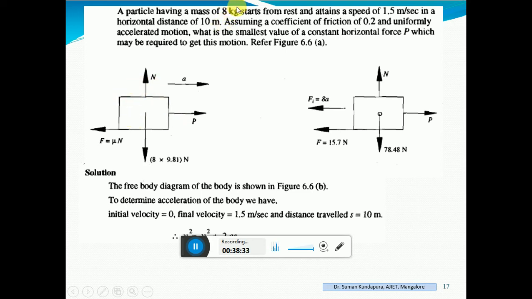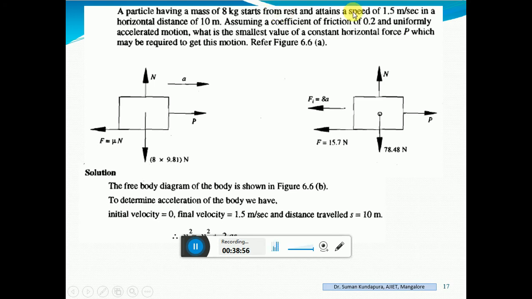Mass 8 kg. When it is given in kg, you have to always multiply it by 9.81 and bring it in terms of Newton. So m into g. Remember this. G, whereas the weight of the body is always acting perpendicular down. So W is equal to 8 into 9.81 newtons.